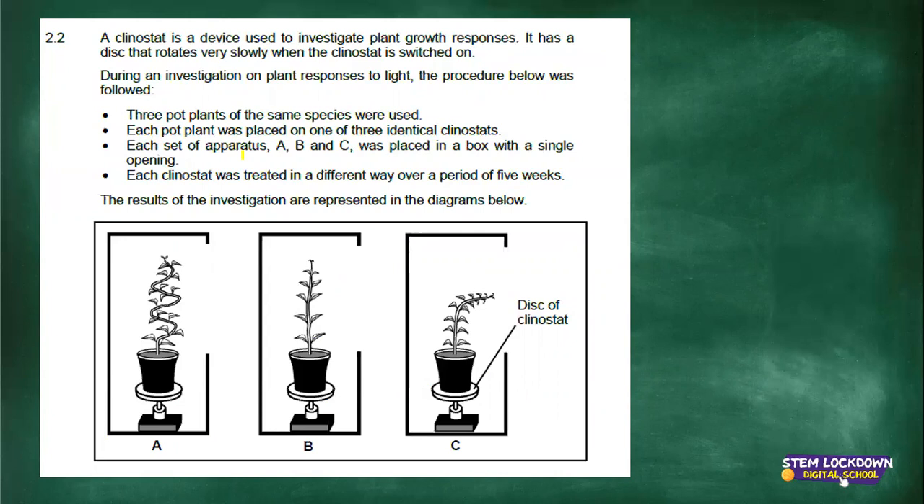3 pot plants of the same species were used. Each pot plant was placed on one of 3 identical clinostats. Each set of apparatus A, B, and C was placed in a box with a single opening. And then each clinostat was treated in a different way over a period of 5 weeks, right? Remember I showed you a video of a clinostat in one of the lessons we did here. And what they're trying to test for here is a plant's response to light, which is called what? Phototropism, remember?